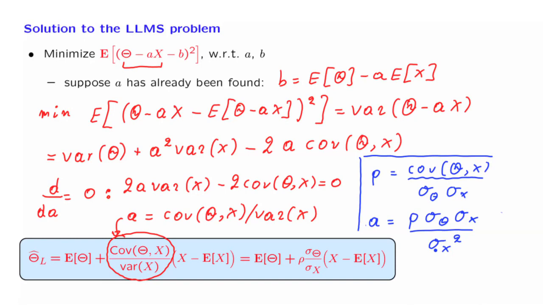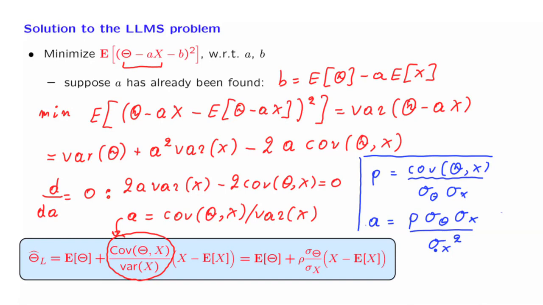It's also instructive to rewrite this solution in a slightly different form involving the correlation coefficient. Recall that the correlation coefficient between two random variables is defined as the covariance between the two random variables divided by the product of their standard deviations.